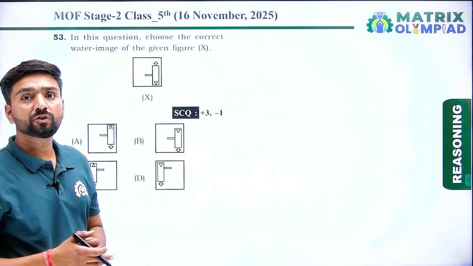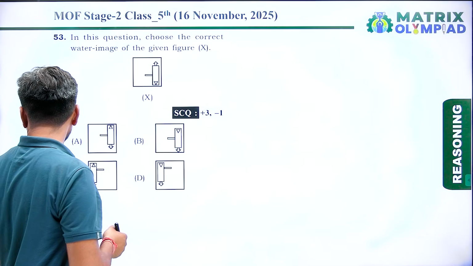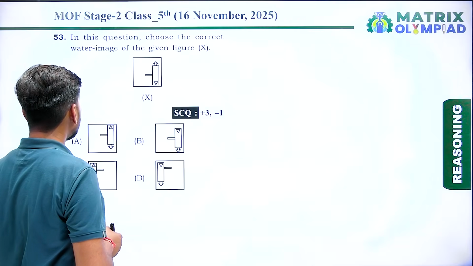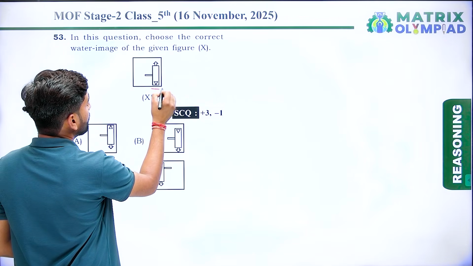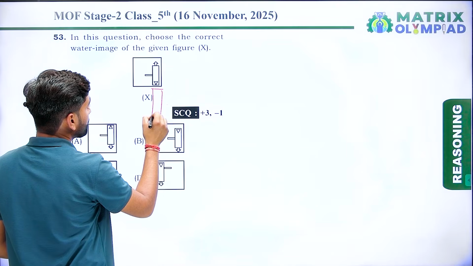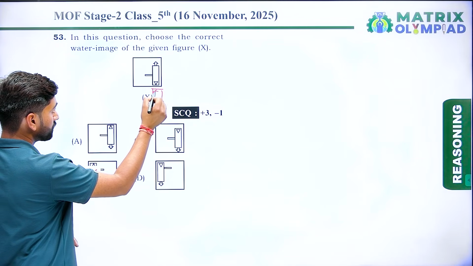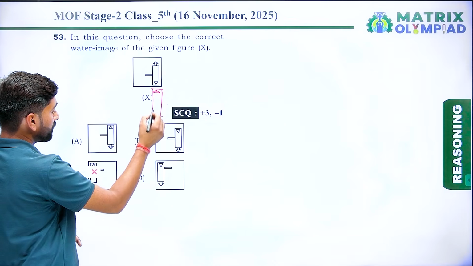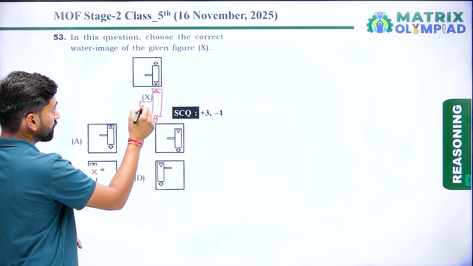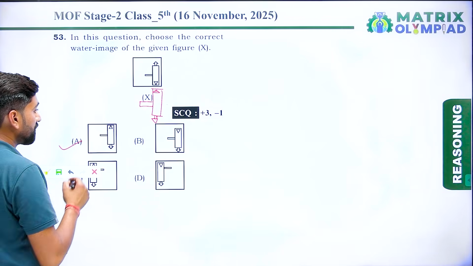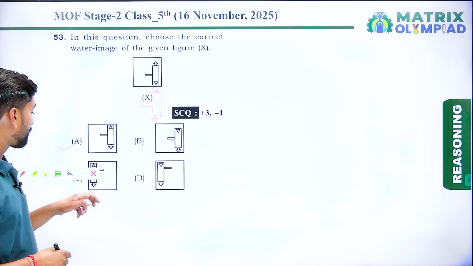In this question we have to select the correct water image of the given figure X. So if we draw the water image of this figure, it will be like this. And this figure would be like this. So option number A is the right answer of this question. Next, let's move to the next question.